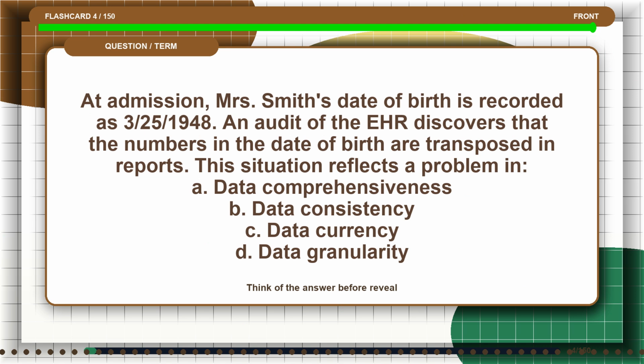Flashcard 4. At admission, Mrs. Smith's date of birth is recorded as 3/25/1948. An audit of the EHR discovers that the numbers in the date of birth are transposed in reports. This situation reflects a problem in A. Data comprehensiveness B. Data consistency C. Data currency D. Data granularity. Think of the answer before the reveal.